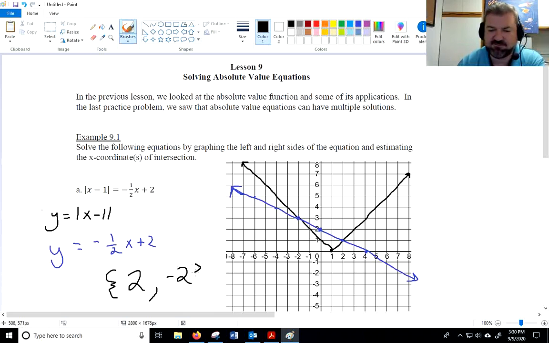Be mindful not to include the y values when giving your solutions to an equation that you did by graphing. Nobody knows that we graphed it. They didn't ask us to graph it. They asked us to solve the equation. The y values just tell us that we got the right answer. The x values are the ones that we're looking for.